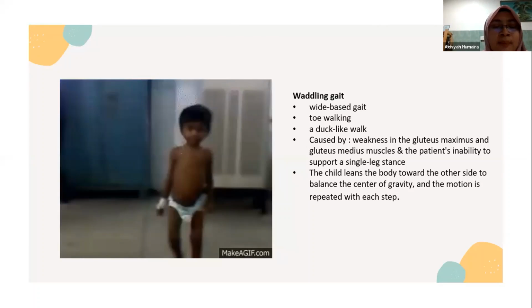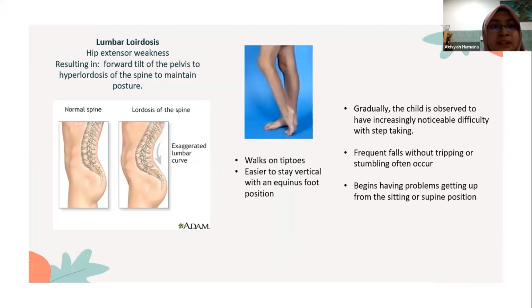Okay. Next is lumbar lordosis. It is caused by hip extensor weakness. So you can see the exaggerated lumbar curve here. Hip extensor weakness results in forward tilt of the pelvis and hyperlordosis of the spine to maintain the posture. And then after that, the patient might walk on tiptoes, and it is easier for the patient to stay vertical with equinus foot position. So this is equinus foot position.